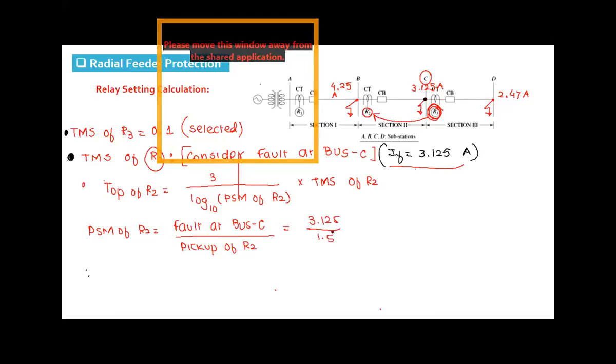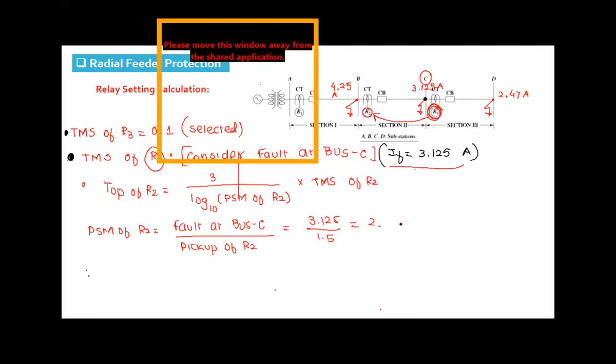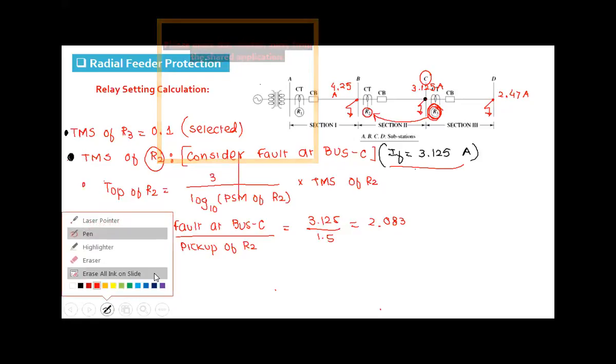R2 का pickup क्या है? 1.5. 2.083. Okay, it has no unit. It is ratio of two current. Therefore, now what you can say, see TOP of R2 is known. What is TOP of R2?